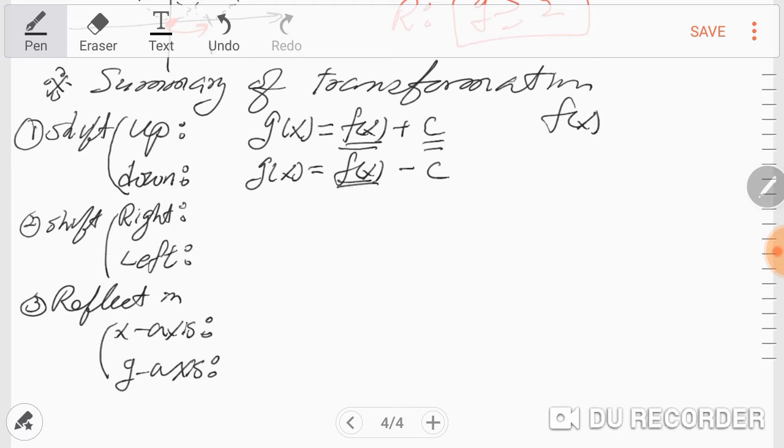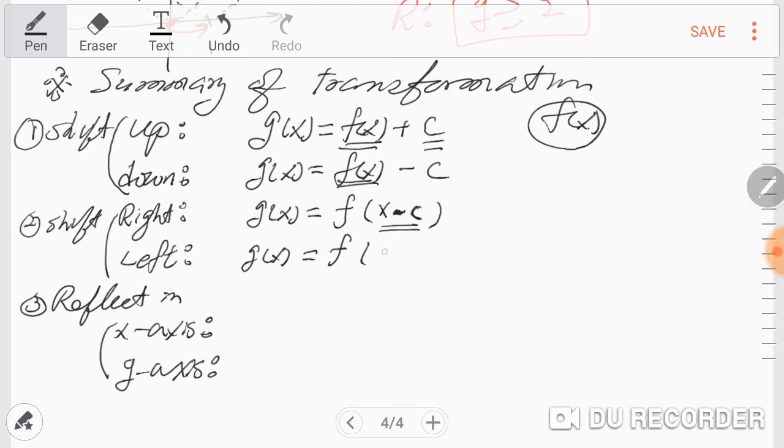When you shift the graph to the right, the new function is obtained by replacing x with x minus c. So x minus c means the graph of the function is shifted c units to the right. Now if I want to shift the graph of f of x c units to the left, then use x plus c. Replace x with x plus c, and that means shift the graph c units to the left.